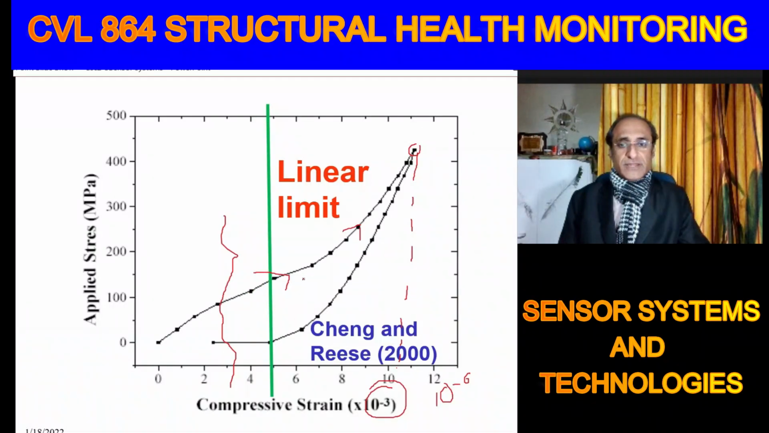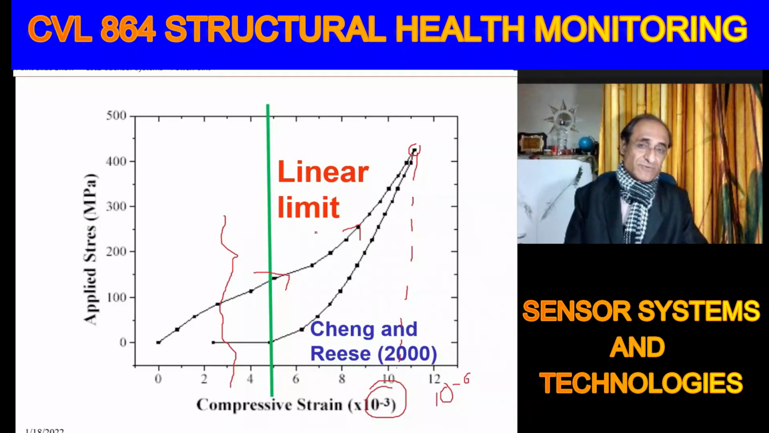So typically the linear limit is around 5000 microstrains. We have the linear limit. After that, non-linearity comes, and till 5000 microstrains, there will not be any hysteresis also. We are seeing some hysteresis because we have subjected to higher strains, but till 4500 microstrains, there won't be any hysteresis.